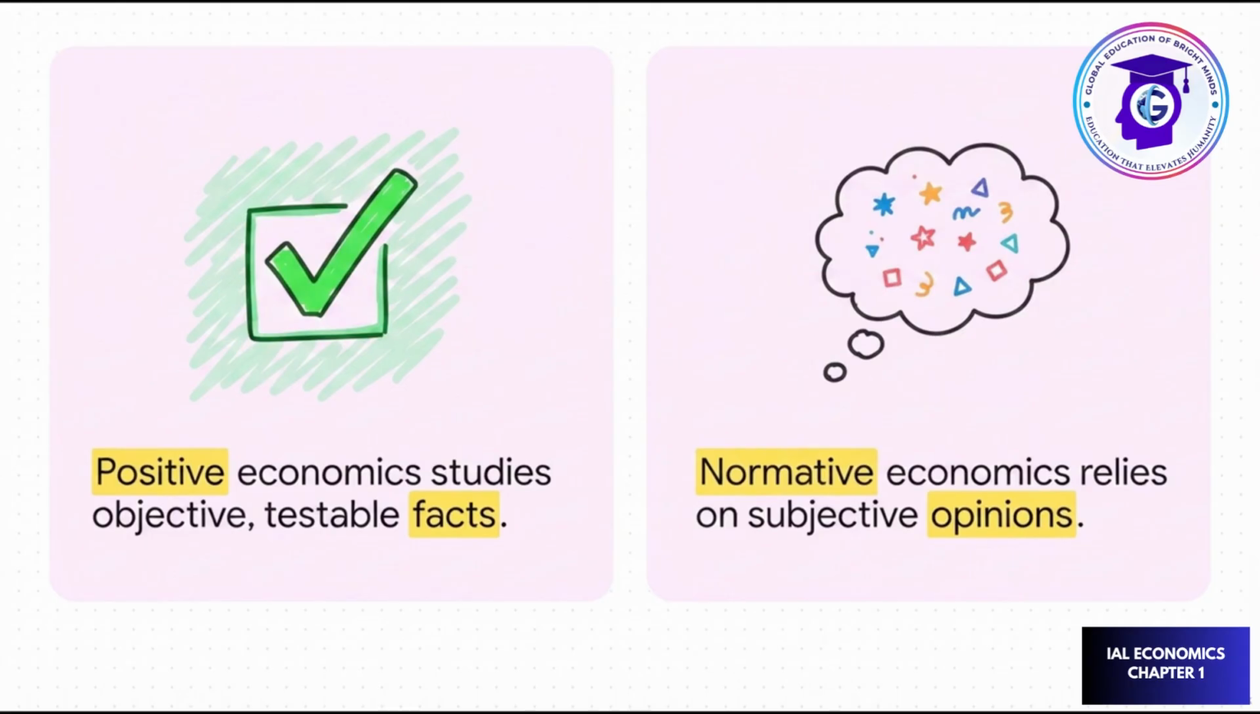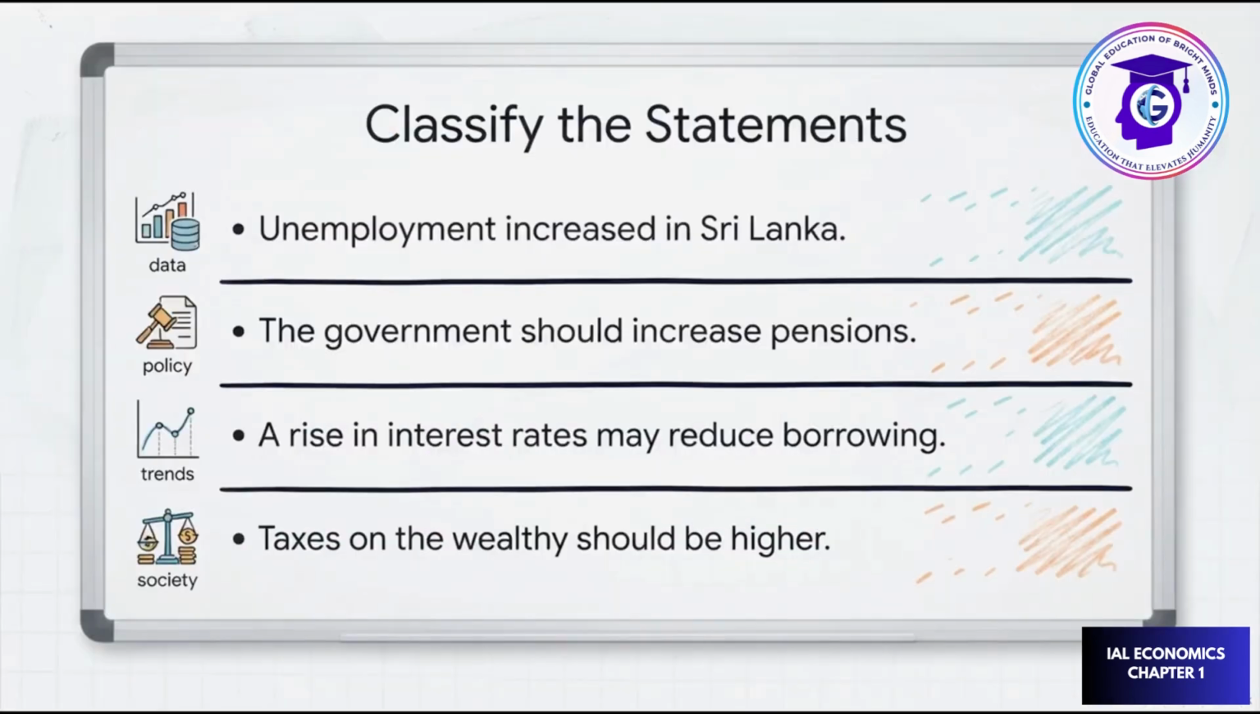When you're sitting in your exam, look out for subjective trigger words like ought, fair, better, or should. If you see those, you're immediately looking at a normative statement. Time for a rapid-fire interactive activity. I want you to mentally classify each of these four statements as either positive or normative.